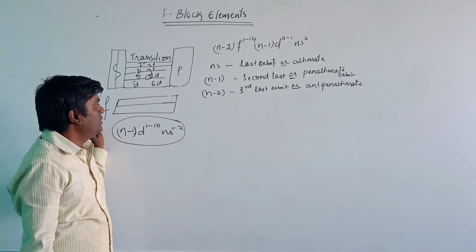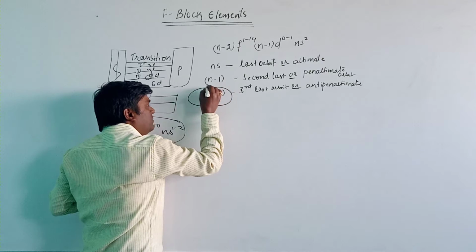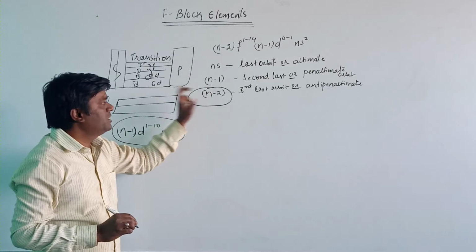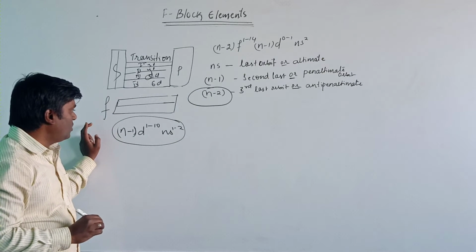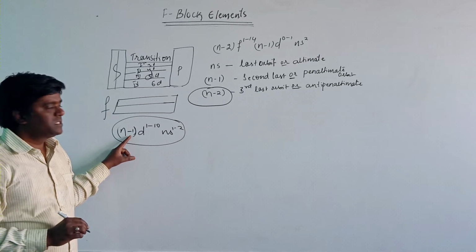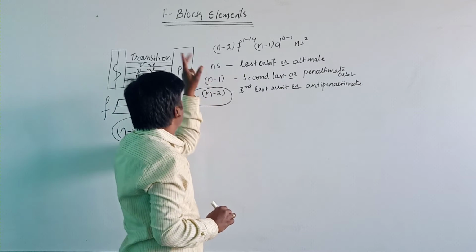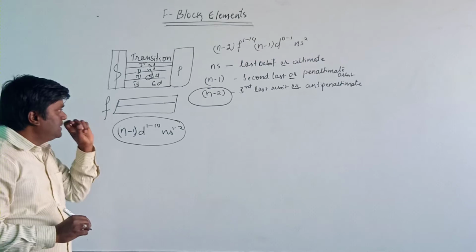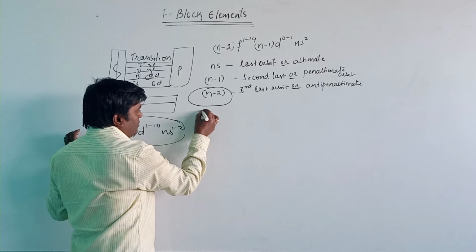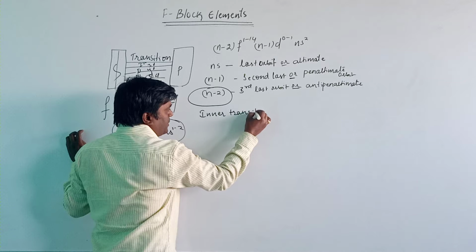In the electronic configuration, the last electron enters into the n minus 2 orbitals, whereas in the D block elements, the last electron enters into the n minus 1 orbit, that is the second last orbit. The last electron enters the third last orbit in the F block elements. These are also known as inner transition elements.